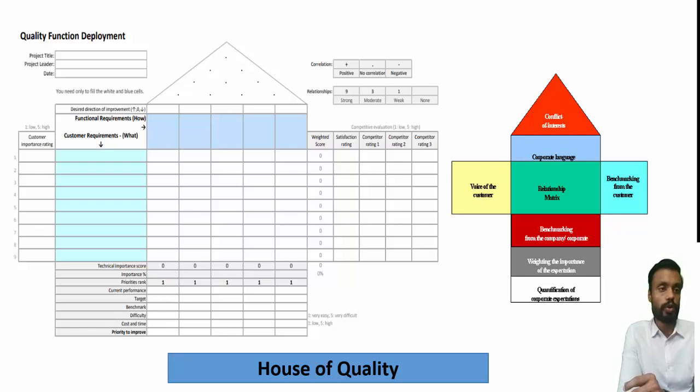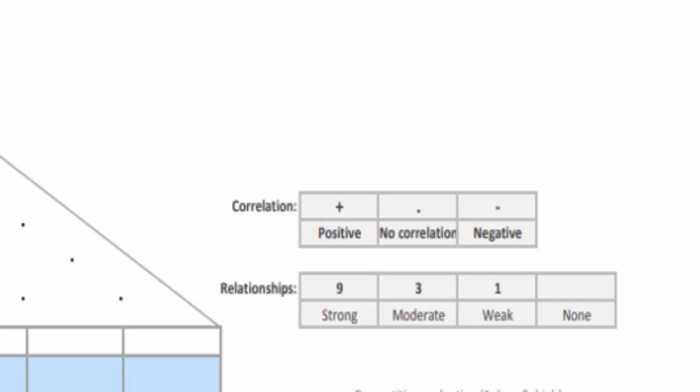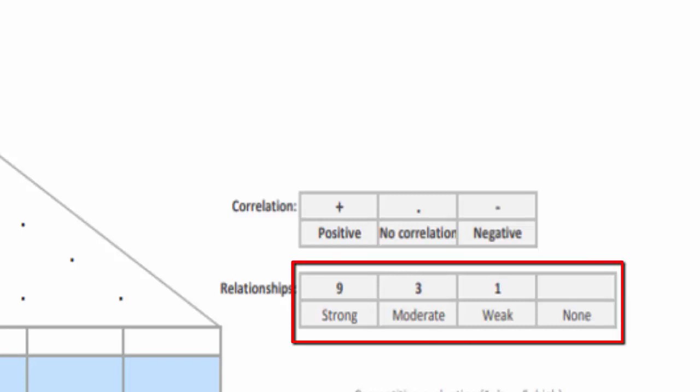Another house is benchmarking from your company corporate. So once you have calculated all the relationship metrics, relationship metrics would have certain points associated with each one of them. For example, if there is a strong relationship, you would give 9 points to it. If there is a moderate relationship, you would give 3 points. Weak relationship, 1 point, and none, 0 points. The definition of strong, moderate, weak, and none, you can have your own set of definitions. You can have your own set of values assigned to each one of them, but the idea would remain the same.